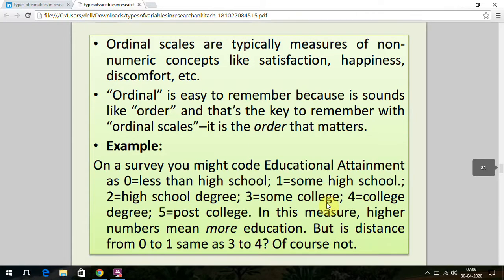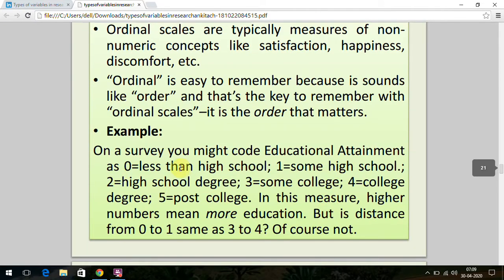So this is one more example. Zero is educational classification: zero is less than high school, one is high school, then college degree, and so on. So you can say that five is always better than four, which is always better than three, then two, one and zero. So this order is there. That is why it is known as an ordinal variable. The other one is nominal variable. Both are categorical or qualitative variables.